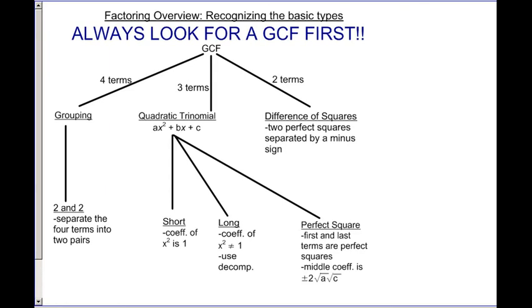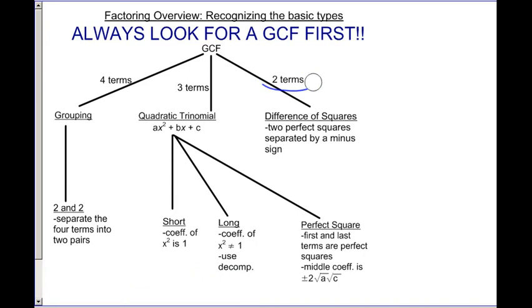If there are 3 terms, then we're likely looking at a quadratic trinomial, which breaks apart into 3 different kinds. Short, where you have an x squared at the front, and then so on. Long, where you might have a 3x squared at the front. And perfect square, which are a special subset of those. And if there are 2 terms, then you're looking at difference of squares.